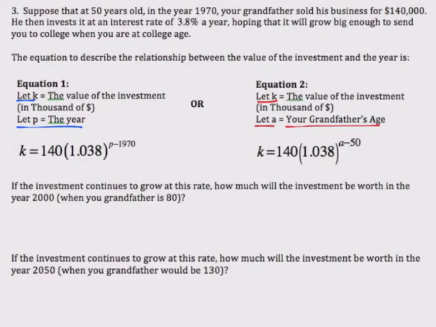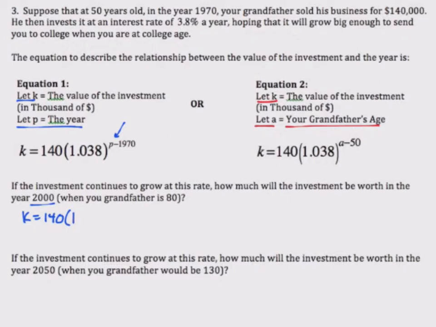So, first question, if the investment continues to grow at this rate, how much would the investment be worth in the year 2000, which is when your grandfather would be 80 years old? Note that if you look at the year 2000, it's best to use the equation that uses the year as its variable. So equation number 1. And all we're going to do is substitute 2000 in right there for P.